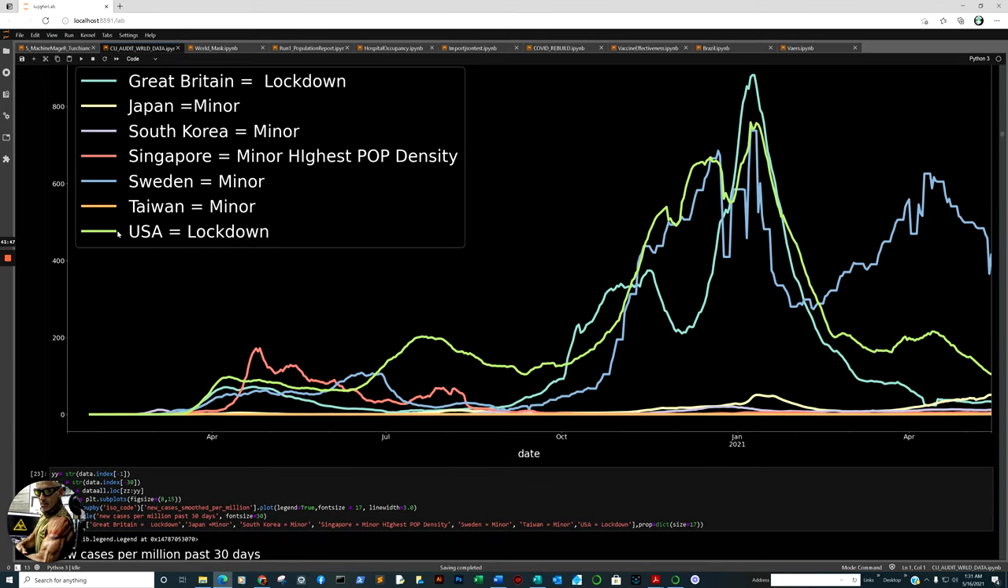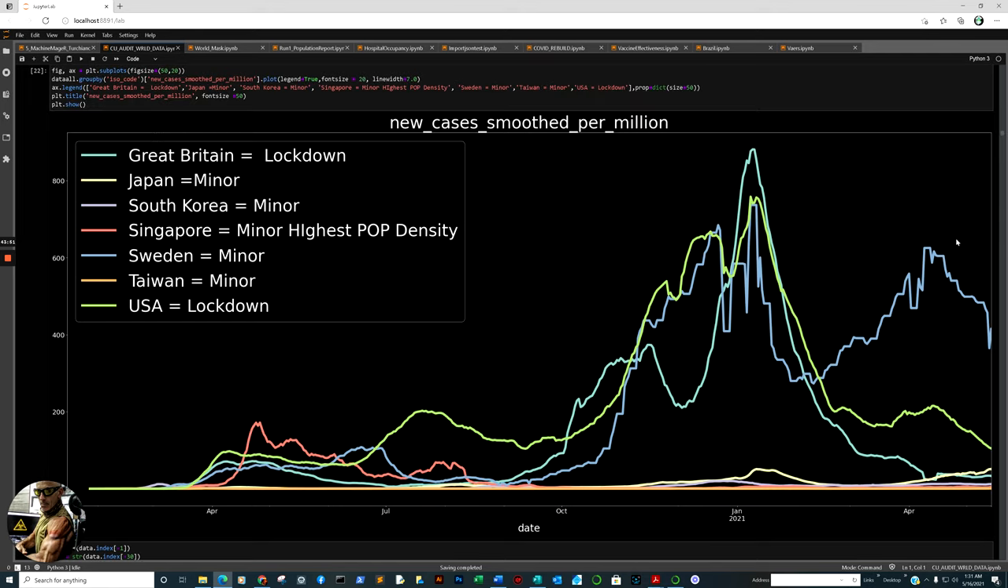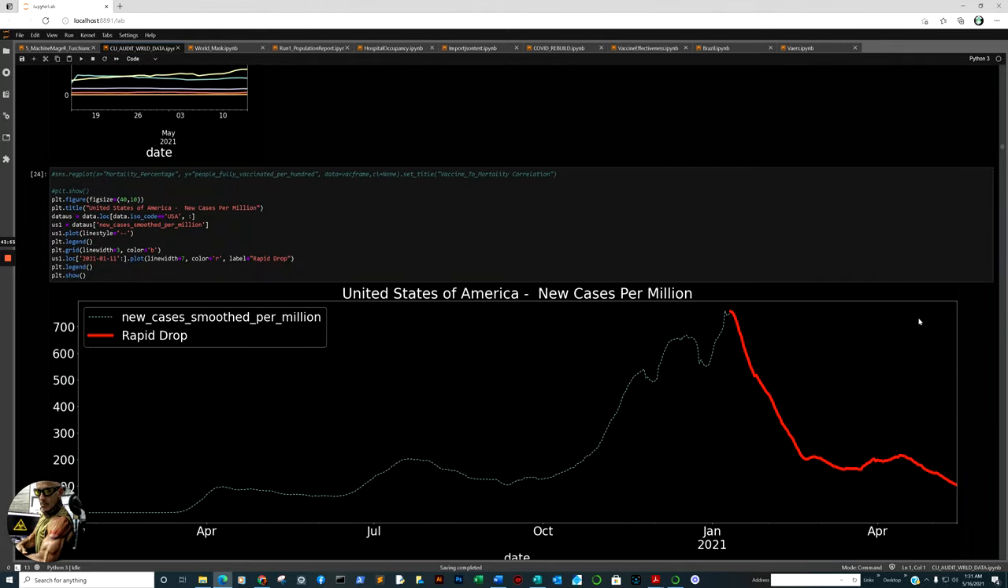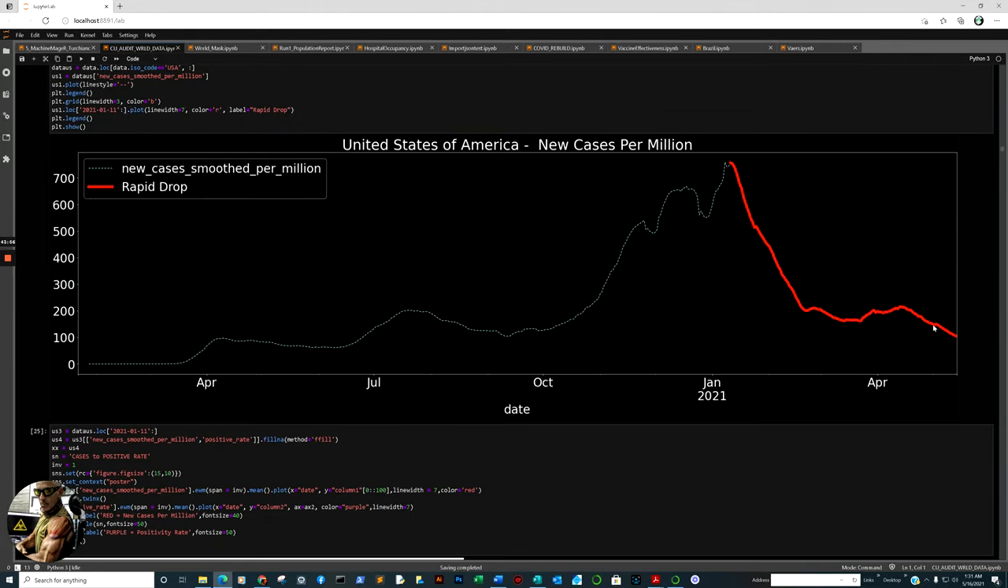Again, our Asian friends were really seriously untouched. Sweden's dropping now again. This is the United States, cases per million. People say, oh, it's the vaccine. All right, let me show you this. There are very few vaccines distributed by January. All right, and in fact, they started coming out more towards this area here.